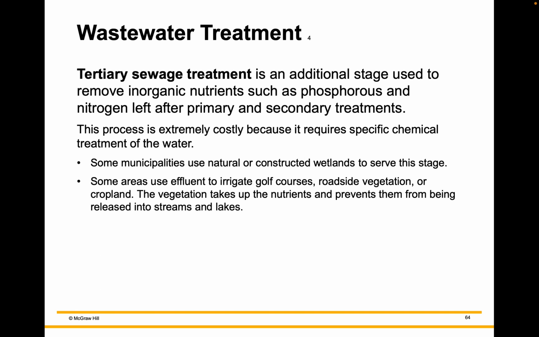Tertiary treatment is an additional stage used to remove inorganic components like phosphorus and nitrogen left after primary and secondary treatments. This process is extremely costly because it requires specific chemical treatment of the water. Some municipalities use natural or constructed wetlands to serve this stage, and some areas use effluent to irrigate golf courses, roadside vegetation, or even cropland. And the vegetation takes up the nutrients and prevents them from being released into streams and lakes.